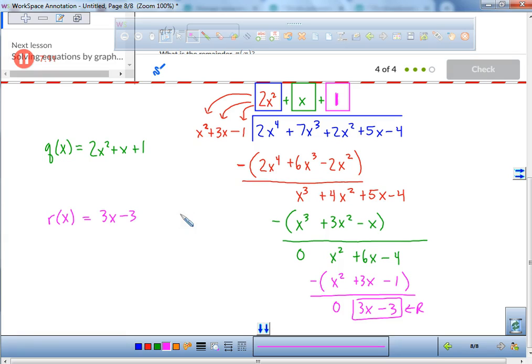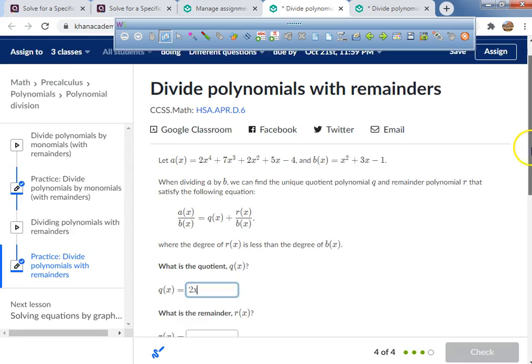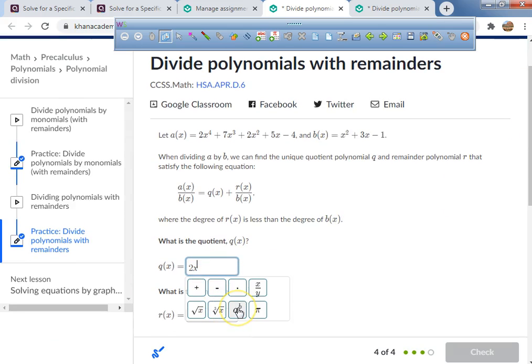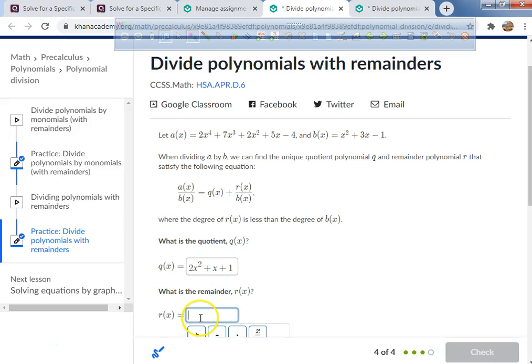I think I did a pretty good job of doing it step by step. Every single time, just remember, put a minus and do a parentheses for each one. So we're going to type it in to see if we got it right. 2x squared plus x plus 1. Okay, and what did we get as the remainder? 3x minus 3.